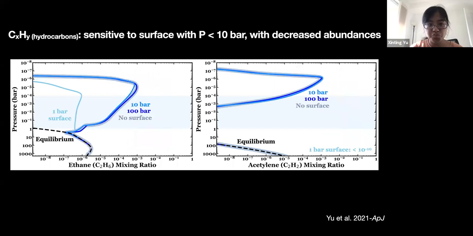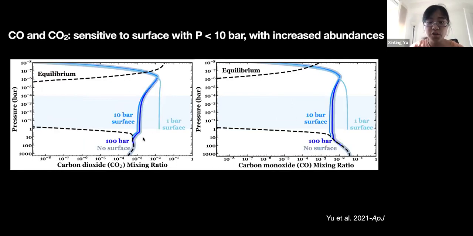And there's another group of species that behave basically the same as methane, and these are the hydrocarbons. They're only sensitive to 1 bar surfaces as well. Basically, this is because hydrocarbons are direct derivatives of methane. So the more methane there is, the more hydrocarbons there are, and vice versa. And there's a group of species that are sensitive to the 1 bar surface as well, but they have increased abundances compared to the no surface case. And these are CO and CO2.